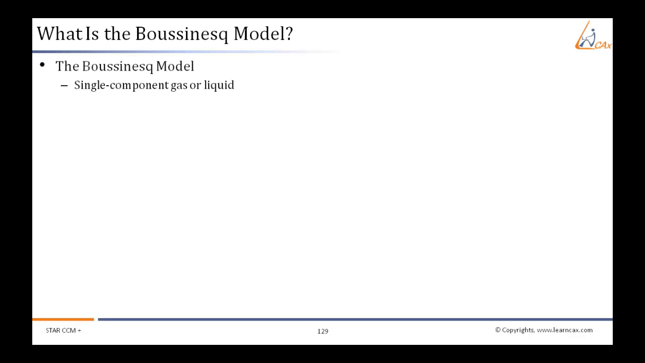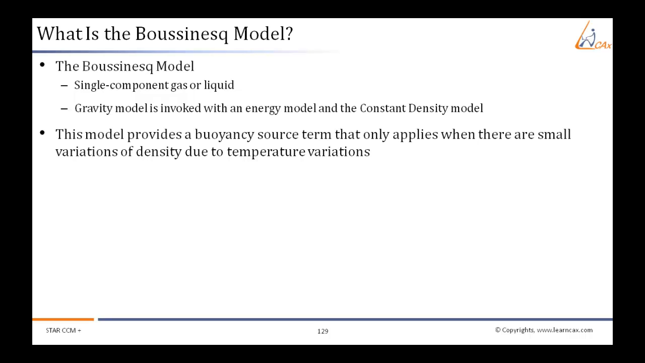The Boussinesq model becomes available for selection when you use a single component gas or liquid and the gravity model is invoked with an energy model and the constant density model. This model provides a buoyancy source term that only applies when there are small variations of density due to temperature variations. The error introduced by the Boussinesq model can be estimated by comparing solutions where density depends on temperature with solutions where the density is constant and the Boussinesq model is used.